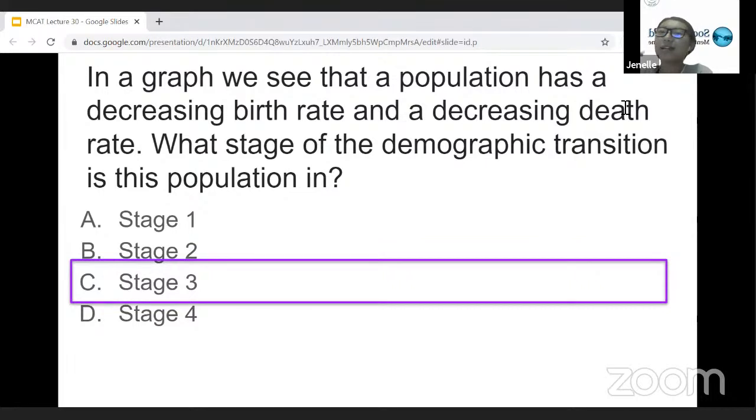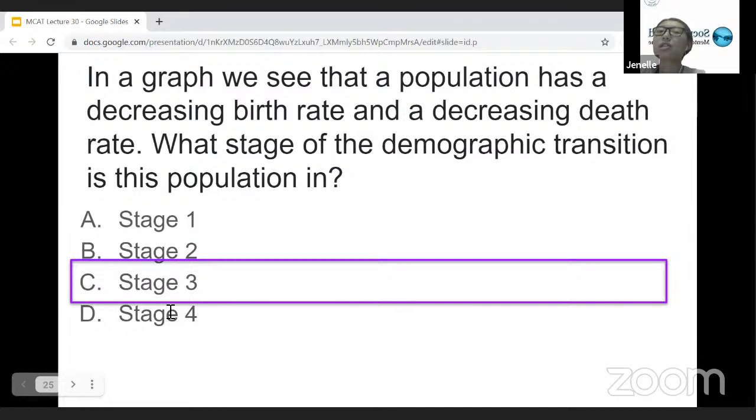Because of the split, I recognize that there is probably a little bit of confusion. So let me see, the question says, in a graph, we see that a population has a decreasing birth rate and a decreasing death rate. What stage of the demographic transition is this population in? And I think it's, first of all, great that all of you recognize that both stage 3 and stage 4 are on those lower ends of both a birth rate and a death rate. So that's why stage 1 and stage 2 are incorrect answers.